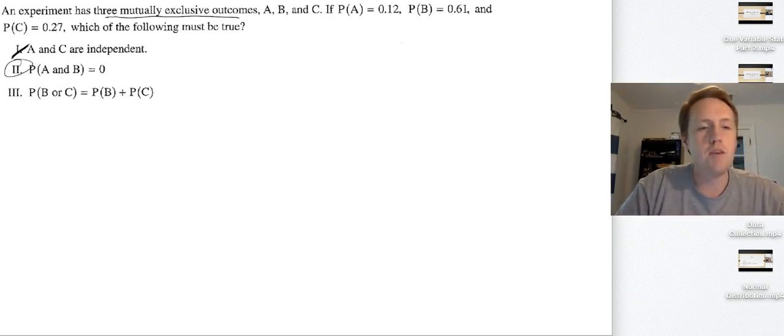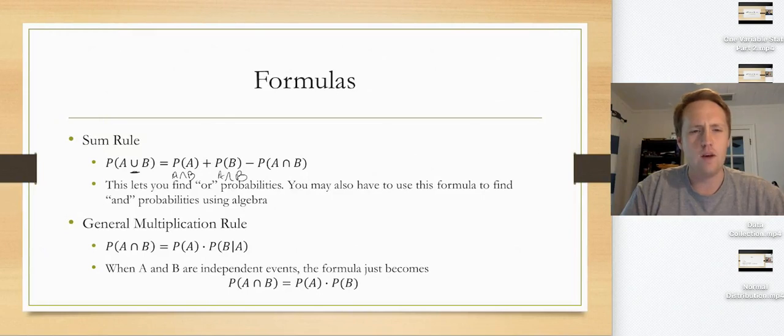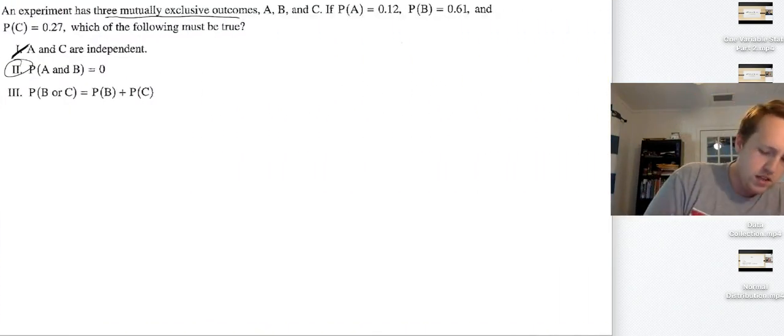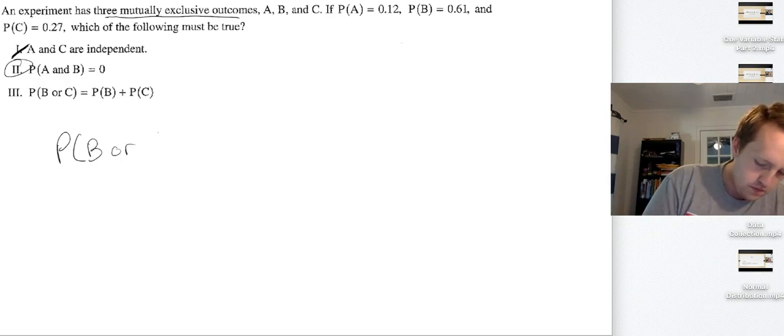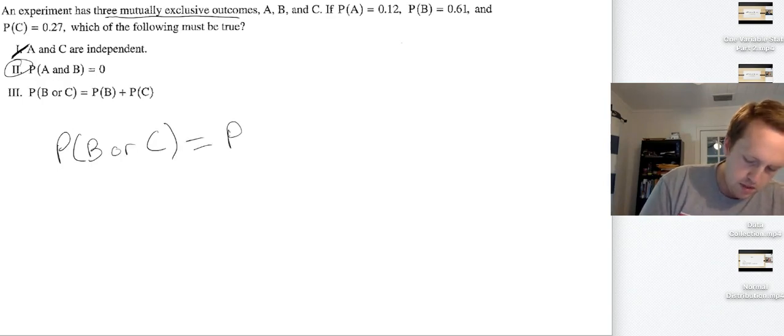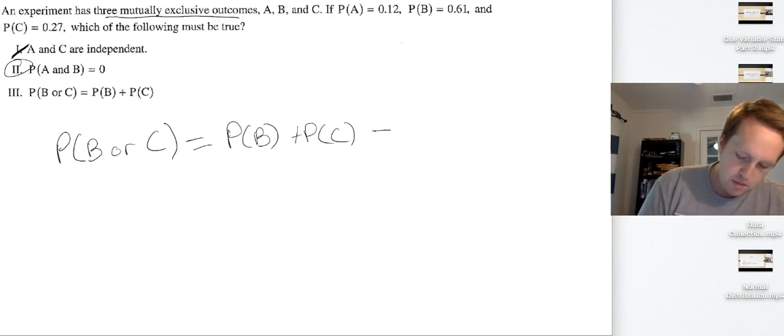The probability of B or C is the probability of B plus the probability of C. Well, if I look back, that's not quite what that formula says, right? What the formula says is the probability of B or C is equal to the probability of B plus the probability of C minus the probability of B and C.